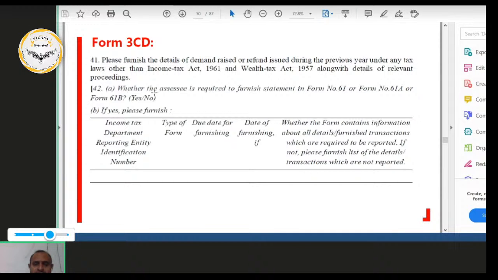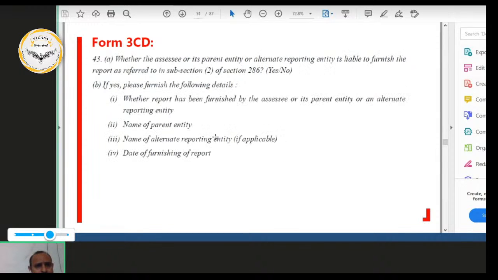Whether the assessee is required to furnish the 61, 61A, 61B statements, immediately you examine the compliance portal also. There is another portal called the compliance portal. In the compliance portal, the due dates will be given for 61, 61A, 61B, and what amounts have been reported. So whether any cash sales are there, whether it is properly reported or not. So examine the thresholds given there. Then from there you examine and cross check under this clause.